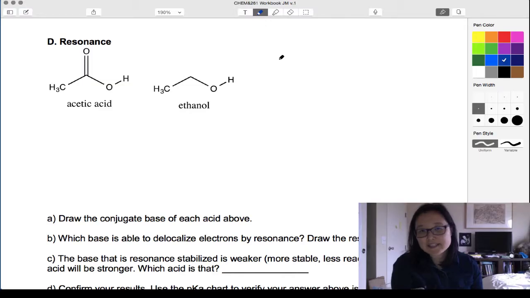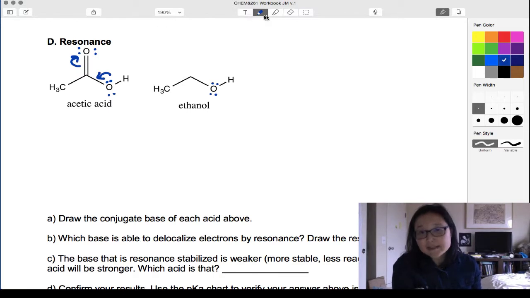The last factor I want to look at is called resonance, and you know about this already. For resonance, I'd like to look at the conjugate bases. So notice that one of these two molecules has resonance structures and the other does not. Do you know which one does? If you think acetic acid is the one with resonance structures, you're correct because of these pi electrons here. It really helps to draw on your lone pairs to see that. So you can see that there's going to be resonance here.